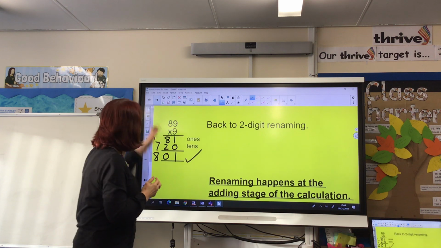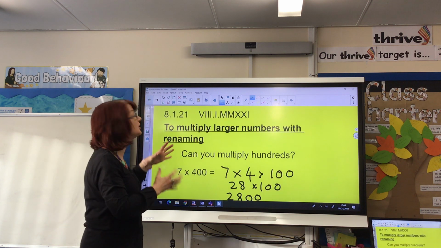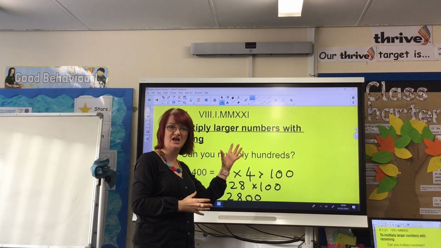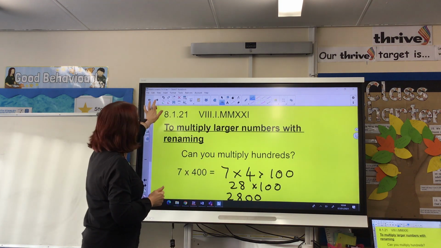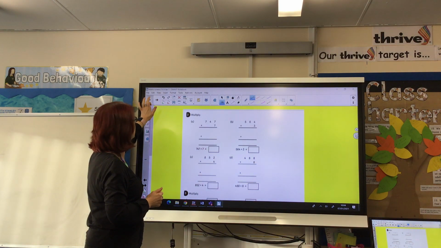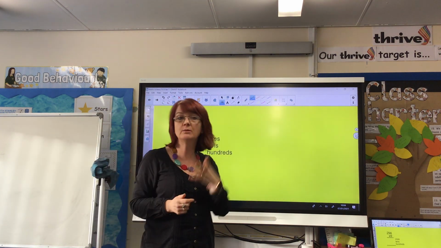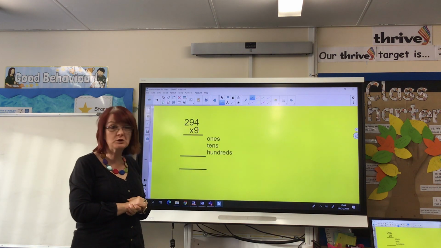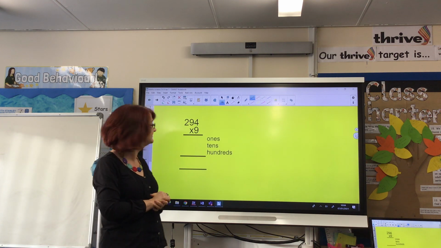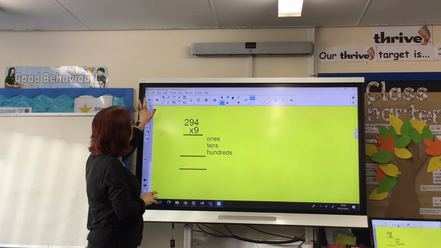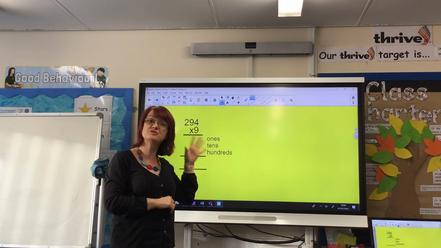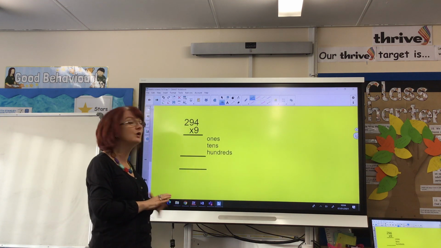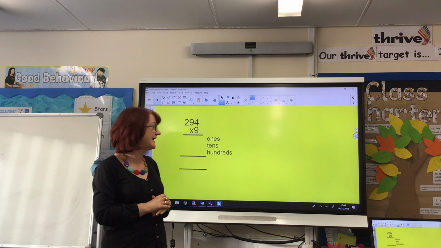So what we're doing today is learning to do two things. We're going to be multiplying those larger numbers, but we're also going to have to rename. And you children are absolutely brilliant at renaming because you did it when we did addition way back in the autumn term, so I know you can do it. That was a 2-digit one. What your task today is about is 3-digit numbers. So let's just make sure we can do that and rename.